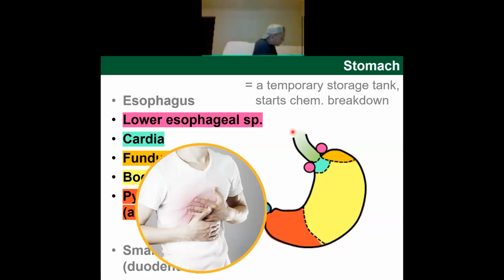Irritating the esophagus. So it's really nothing to do with the heart, but that's what's happening there.